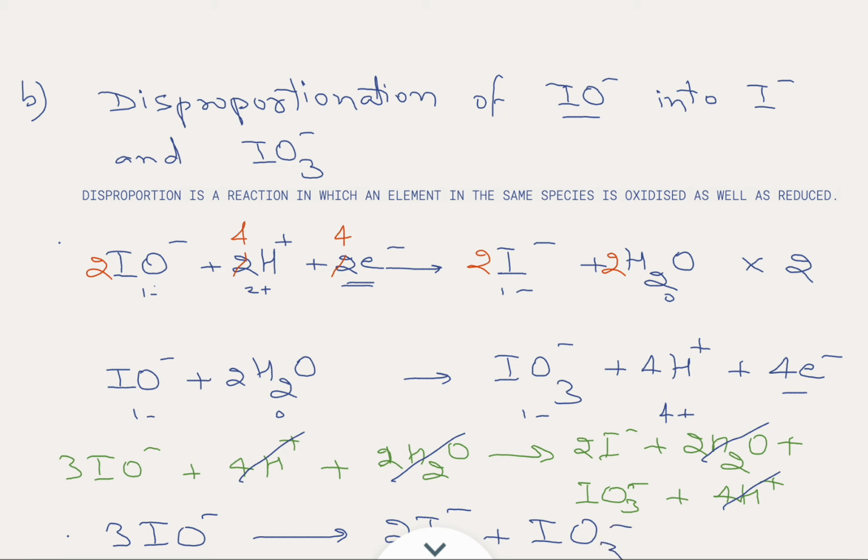This is your ionic equation for this reaction, for this disproportionation reaction. And you can see that IO minus has been reduced as well as oxidized in here. This is why it's a disproportionation.